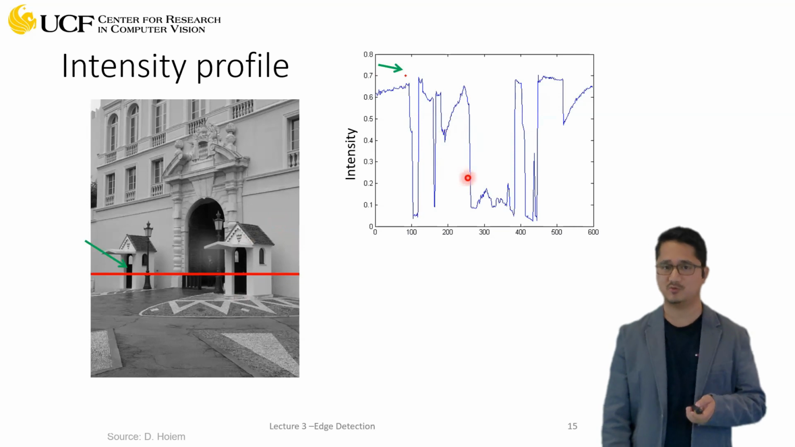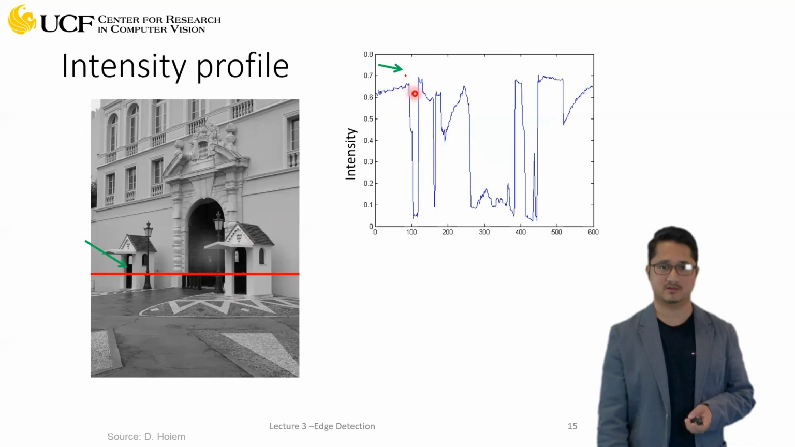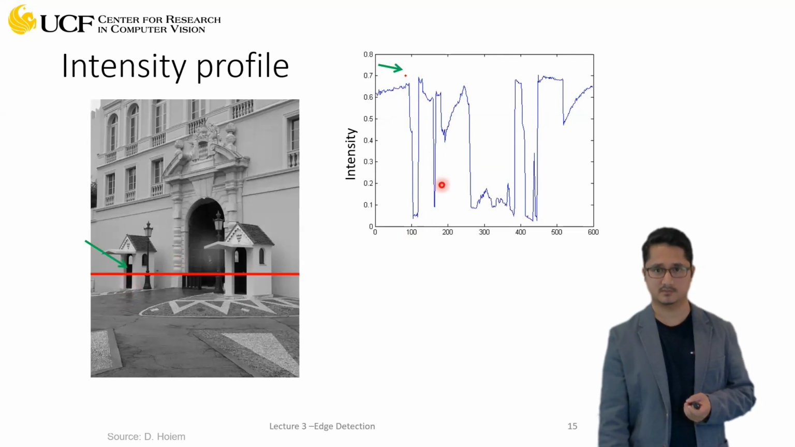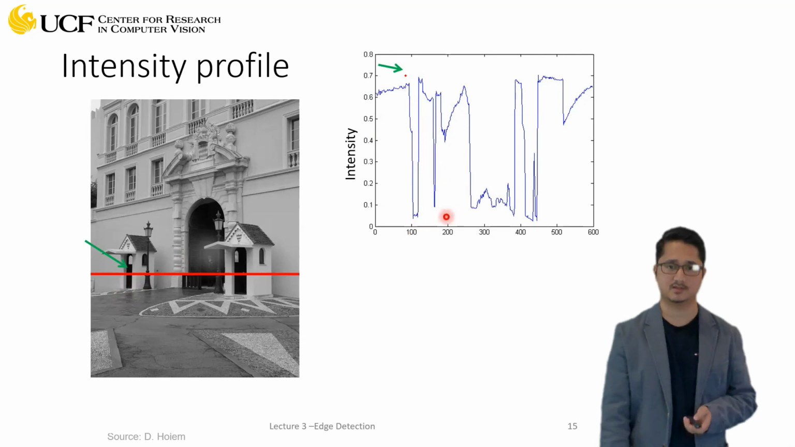And you can see that it's not very smooth. There are a lot of jerks here, a lot of ups and downs. But still, we can see that whenever the intensity is changing, we do see these dips. And these are an indication of where the edges are present.